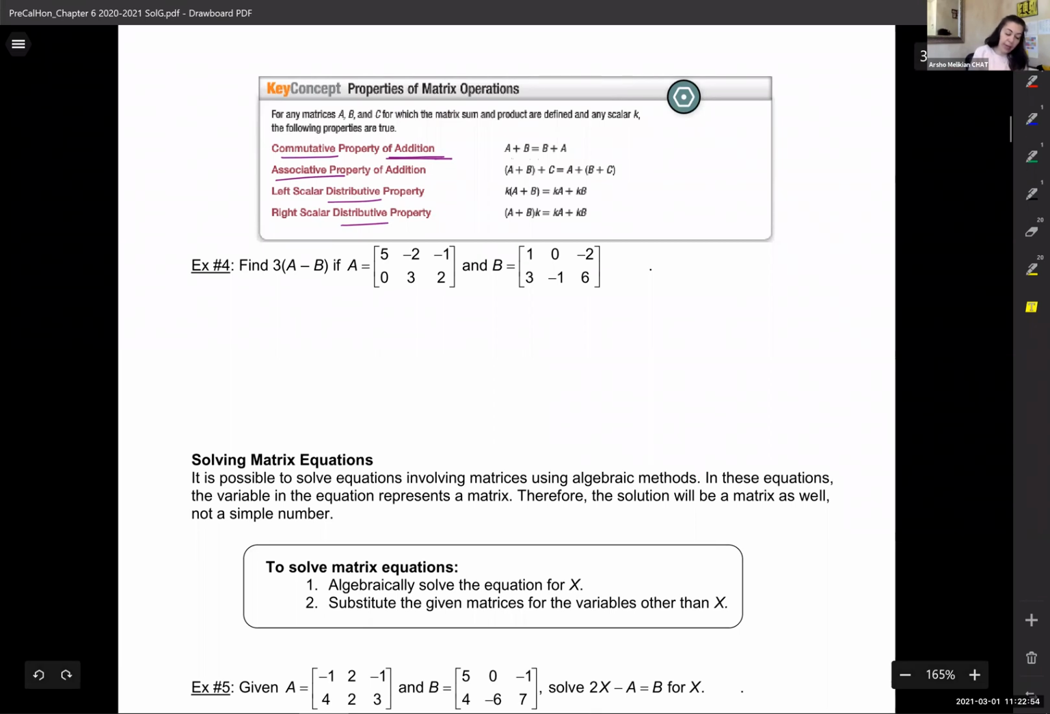Take a look at what we have here, A and B. We want to find 3 times (A minus B). The idea is you can do that operation just like you would have done with numbers. If these were all numbers, what would you have done? You would have done the parentheses first and then multiplied by 3. We can do the same thing here. So this is 3 times A, 5, -2, -1, 0, 3, 2, minus B.